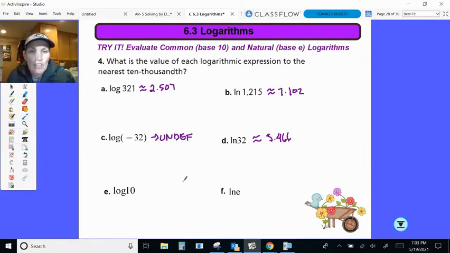Okay. How about natural log of 10? Since this is base 10 and the argument is also 10, that should just be equal to 1, right? Same thing here. My base is e and my argument is also e, so that's also going to be 1. So anytime you have the same base as the argument, that's going to be equal to 1.